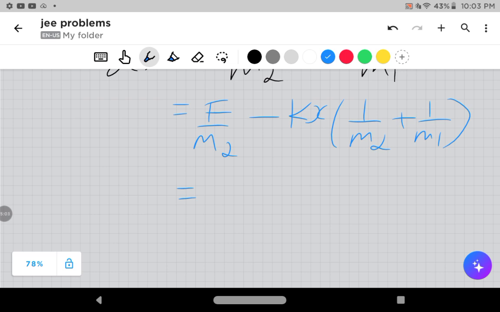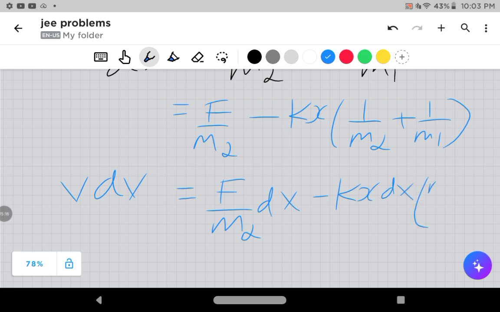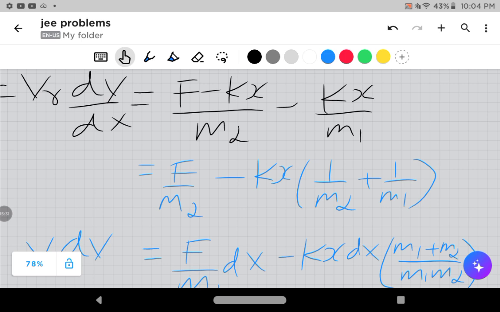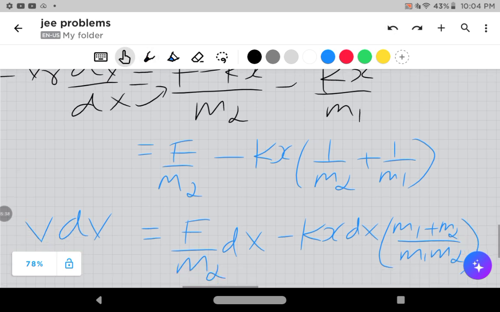Here we have v dv by dx, right? Let's send dx that side. So f by m2 dx minus kx dx into, taking the LCM, m1 plus m2 divided by m1 m2. Nice, simple. You can understand this step, right? I just sent dx to this side so that I get this equation.